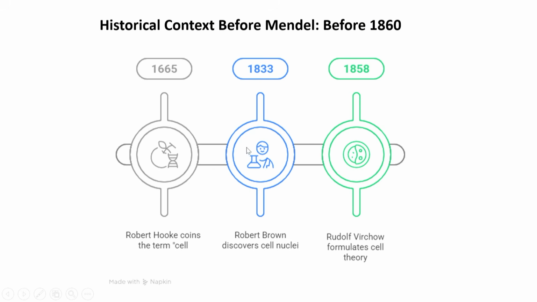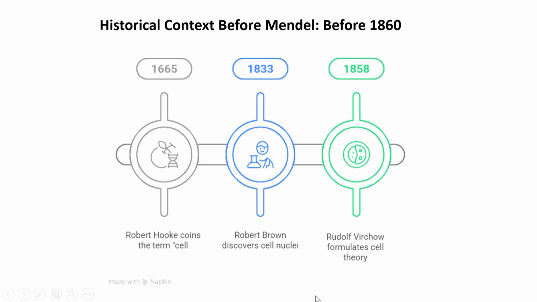And in 1833, we learned about the nucleus. Robert Brown found that every cell has a nucleus, right? So the nucleus was discovered. And in 1858, just before Mendel, Rudolf Virchow said that cells are important for life, that one cell is formed by a previously existing cell. So the continuity of cell theory was also proposed by Rudolf Virchow. That was the information already available to Mendel, right?